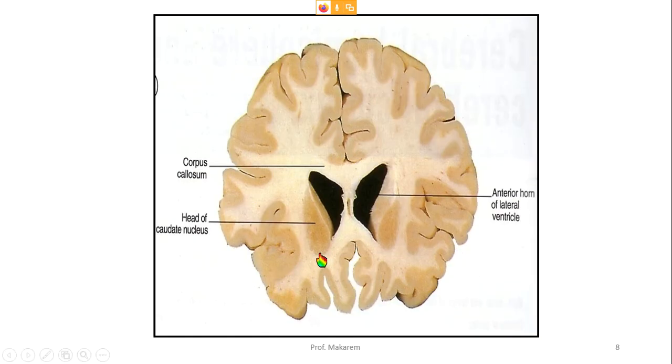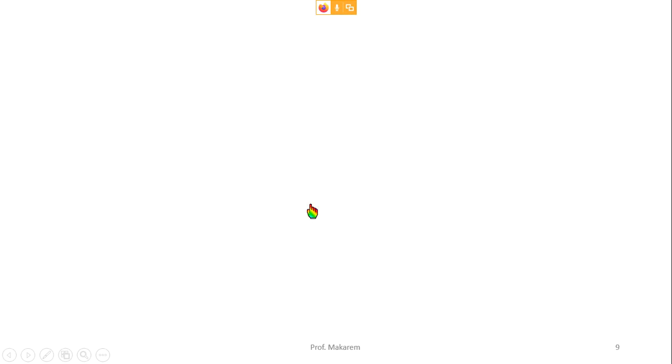The lateral part of the floor is contributed by the head of the caudate nucleus, which is also involved in the formation of the floor of the anterior horn of the lateral ventricle. That is about the anterior horn.